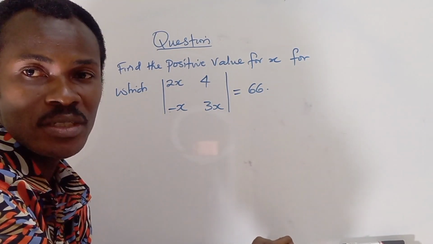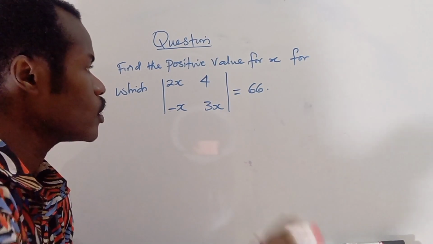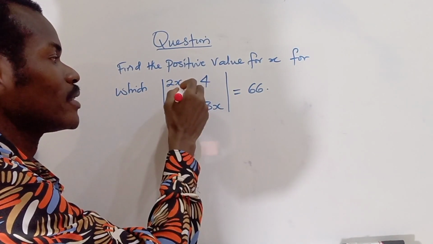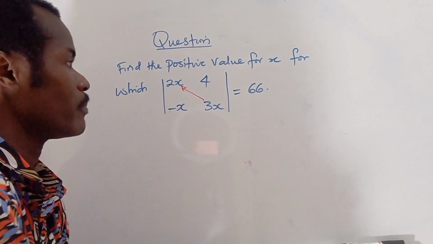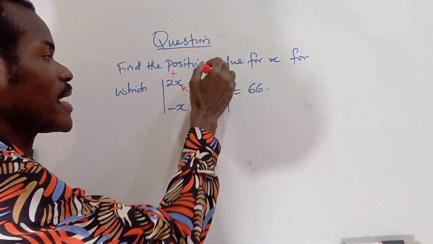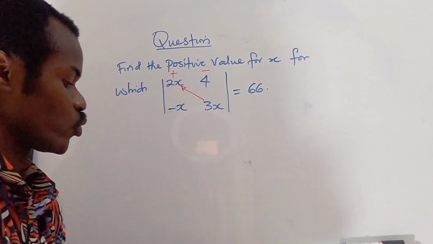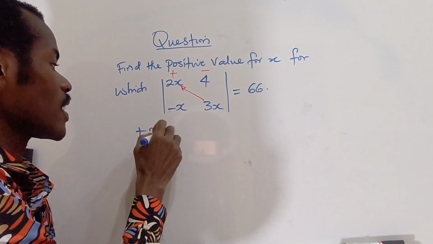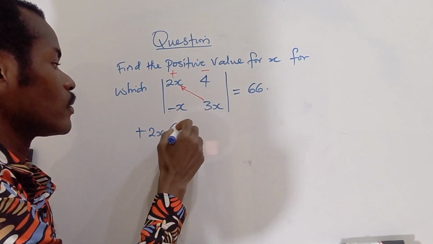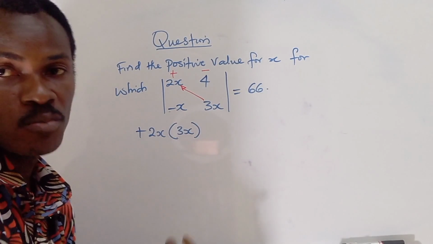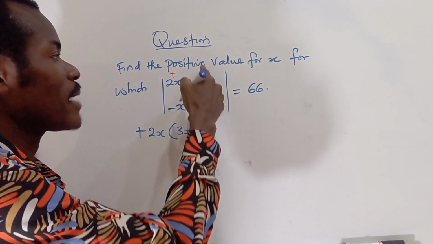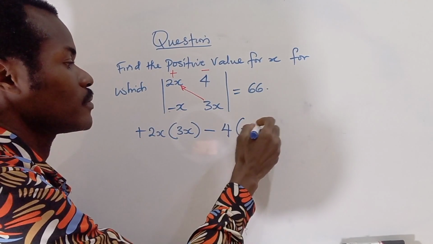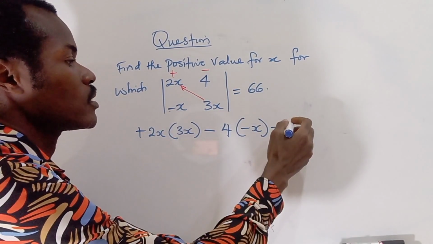Now, when we are working on determinants, what do we do? Whenever you see these straight lines, it means determinant, and you simply have to cross multiply this way, okay? Remember to put your sign, this is a plus and this is a minus. So we have plus 2x, brackets, multiply by 3x. Remember this bracket means multiplication. The next is we have minus 4, okay? Multiplied by minus x.